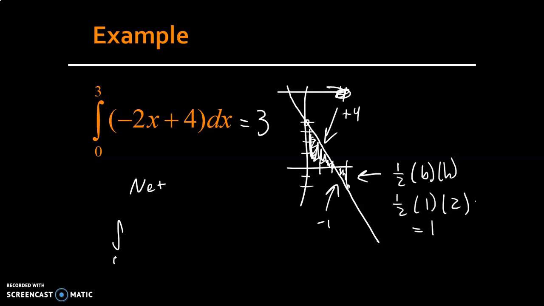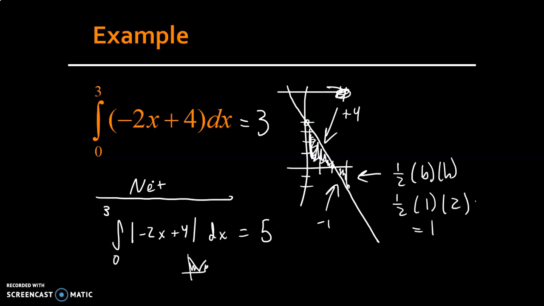Now, if I had this same problem and I went 0 to 3 of the absolute value of negative 2x plus 4 dx, now I just know that this piece would get flipped up, and so I would have 4 plus 1, which would be 5. You would have two ways of doing this problem. You can either draw this picture and then just add 4 plus 1, or you could have actually graphed the absolute value, which would look like this, and then you would have positive area on both sides. So again, the integral will calculate the net area. If you want the total shaded area, that's when you're going to use absolute value around your function.